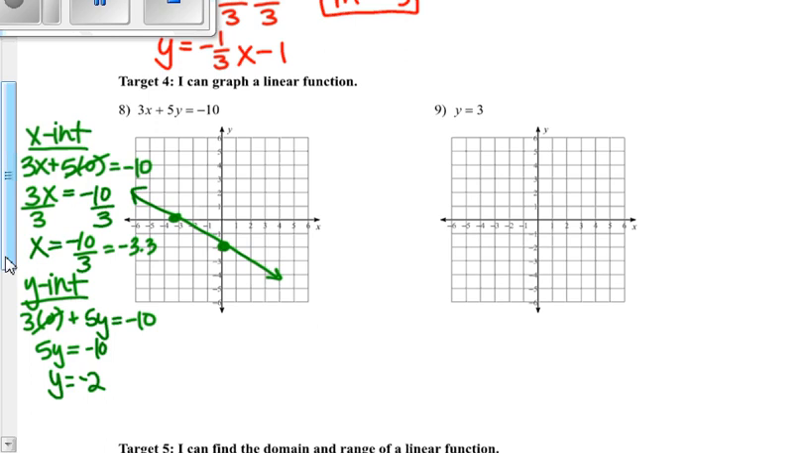On this next one, y equals 3. If y equals a number, that's just a horizontal line. Easy peasy lemon squeezy.